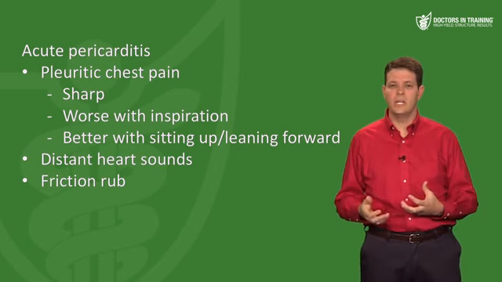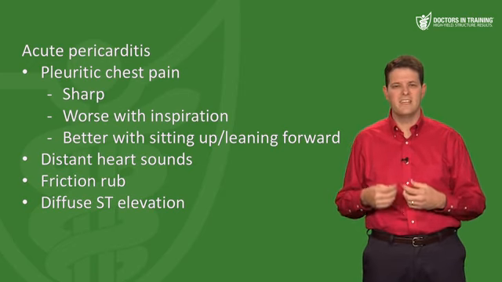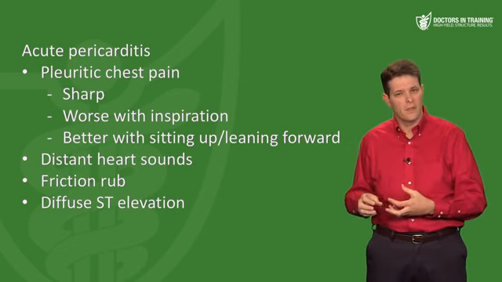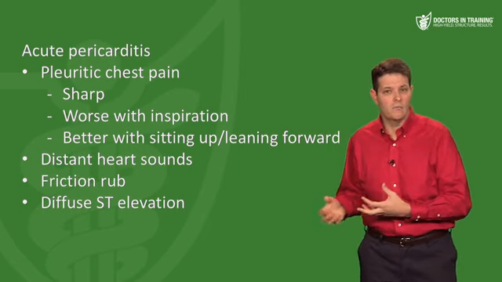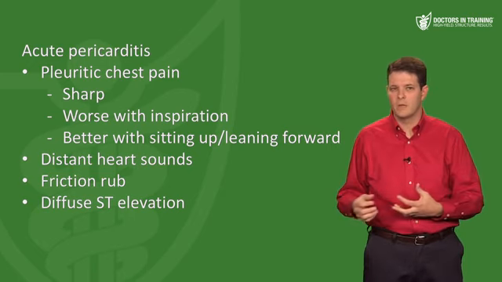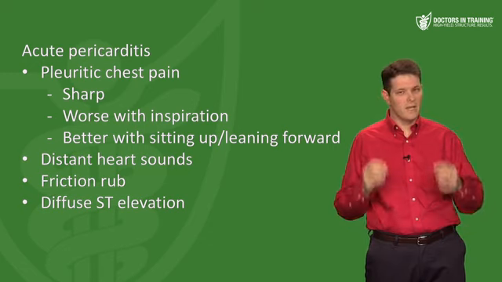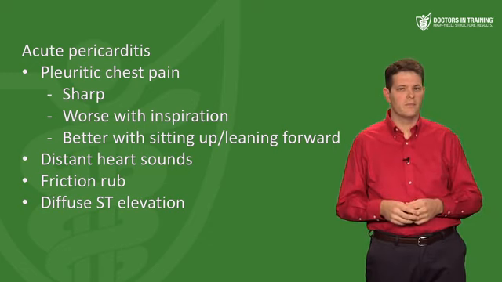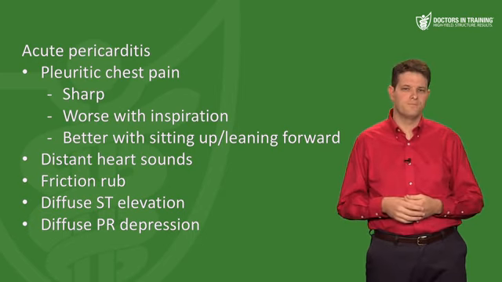And then on EKG, you're going to look for diffuse ST segment elevation. So if you see ST elevation in a specific pattern, like ST elevation in lead 1 and aVL, that's a lateral MI, right? Or ST elevation in leads 2, 3, and aVF, that's an inferior MI. But if you see diffuse ST elevation in all 12 leads, that's not an MI, that's pericarditis. You can also see diffuse PR segment depression, so be aware of that.